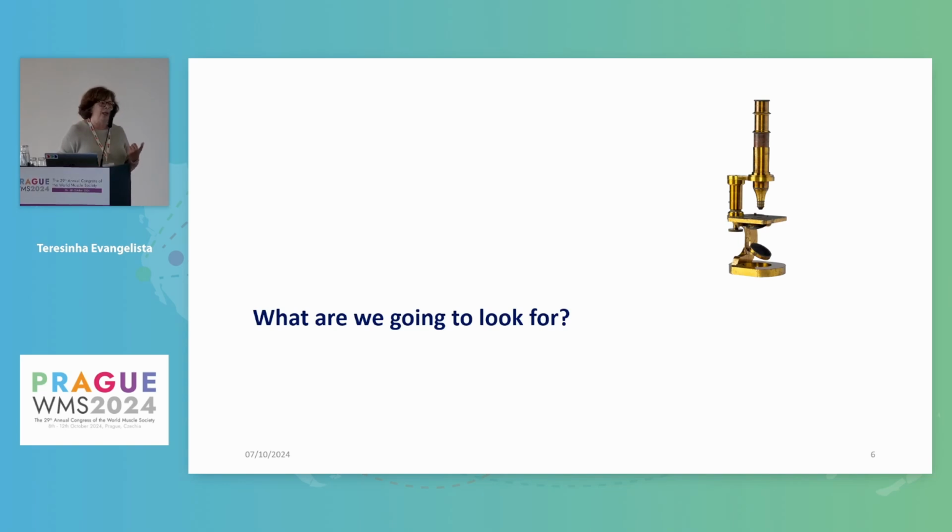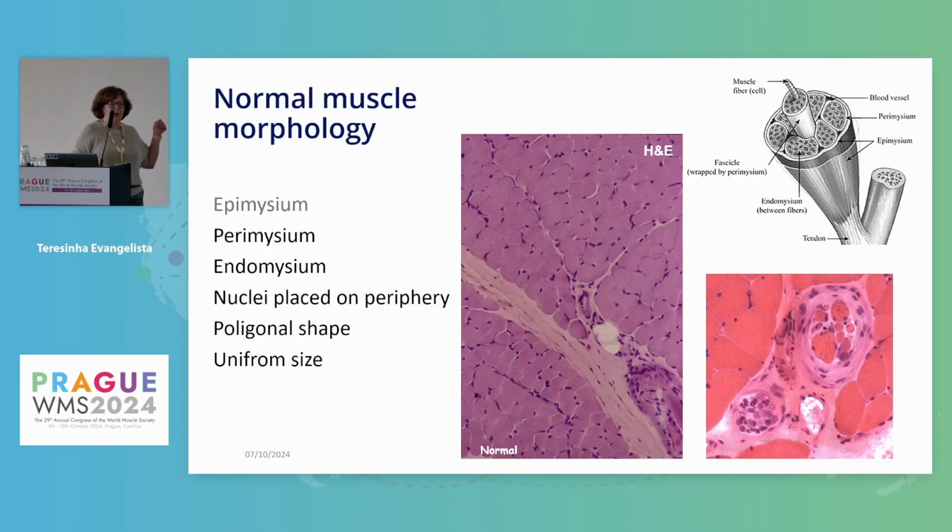So, if we have a muscle biopsy, what are we going to look for? And this is the really hard part for me because I need to summarize a lot of information. First of all, we need to know the normal morphology of the muscle. I don't know how many of you know that the muscle has a regularly uniform size of the muscle fibers. In the adult, the fibers have a polygonal shape. In the children, it's different. The nuclei are in the periphery.